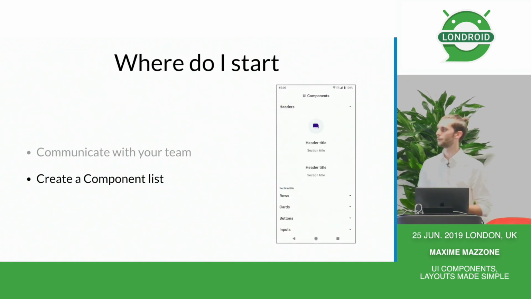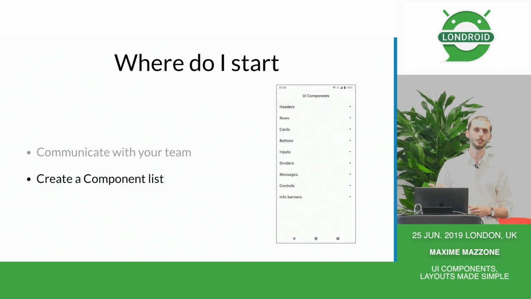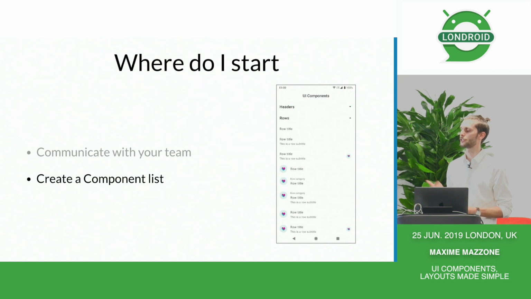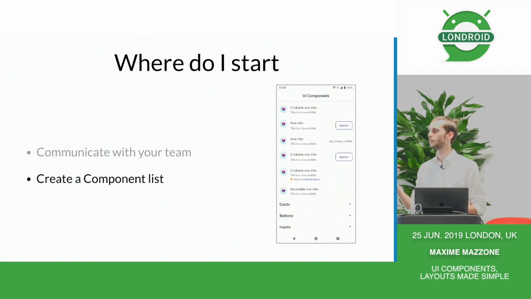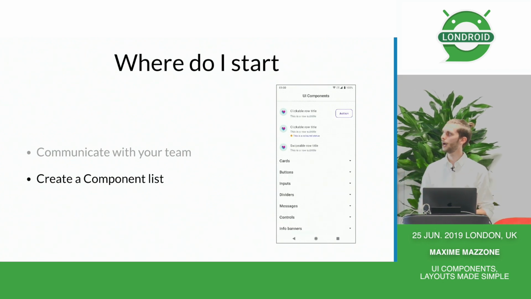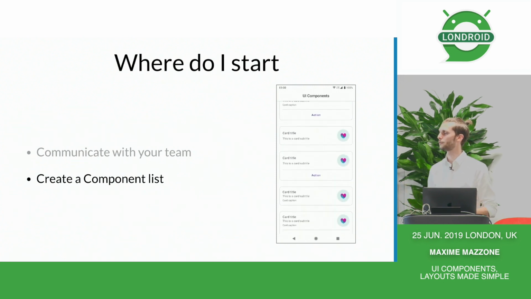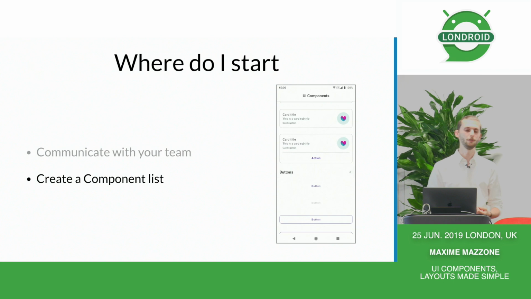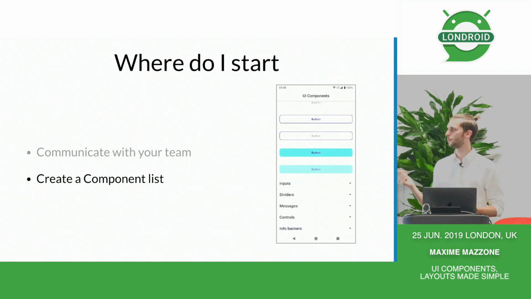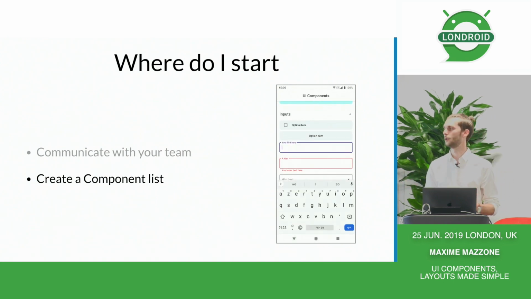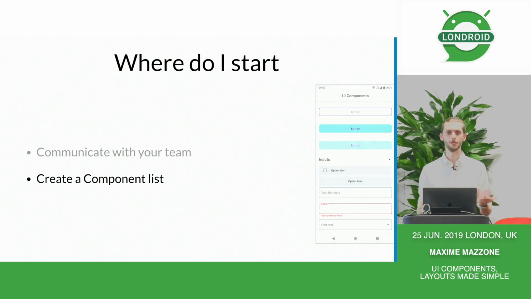The second point is that you can easily create a component list. Here, it's just a RecyclerView with some of our components inside. It makes it quite easy for designers to see what a row looks like on Android and how they can interact with it. It's good for developers as well. They can see what they have to create UI, and they can see the implementation as well.